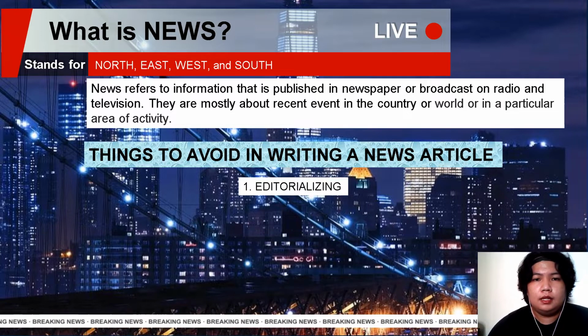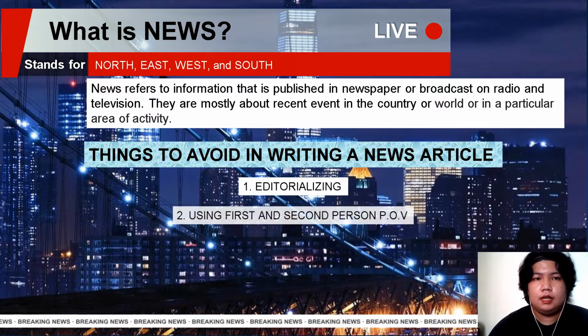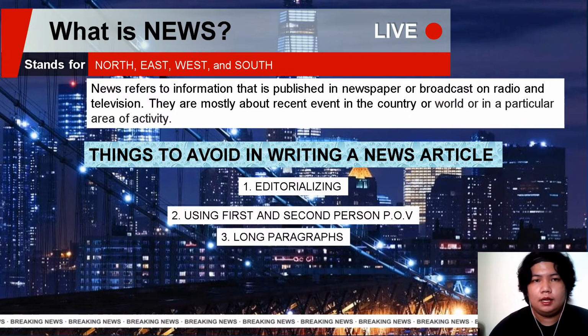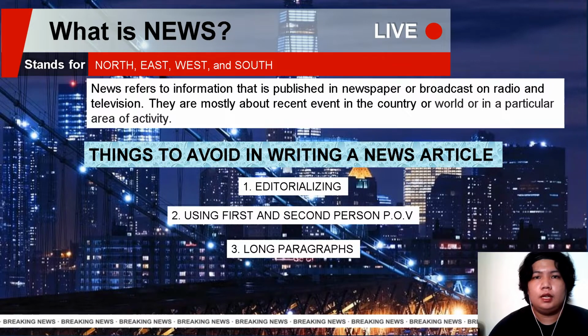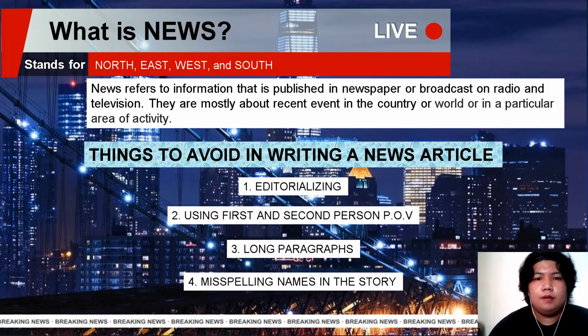The first one is editorializing. When writing news, you should keep your own opinion out of the story and do not be biased. Second, using first and second person POV. You should keep yourself out of the story. The third one is avoid writing long paragraphs. You have to keep your sentences short, simple, precise, and direct to the point. Number four is avoid misspelling names in the story. So always be sure that the names included in your article are correctly written.